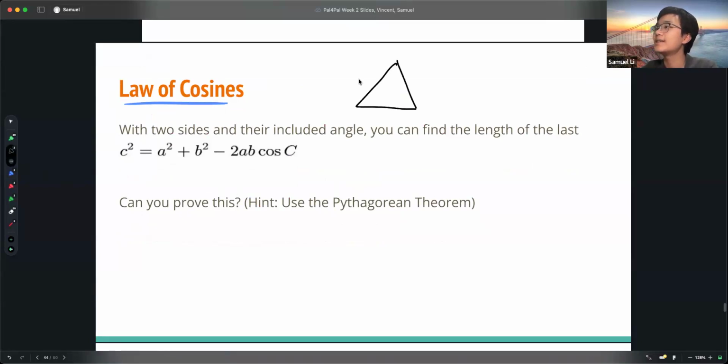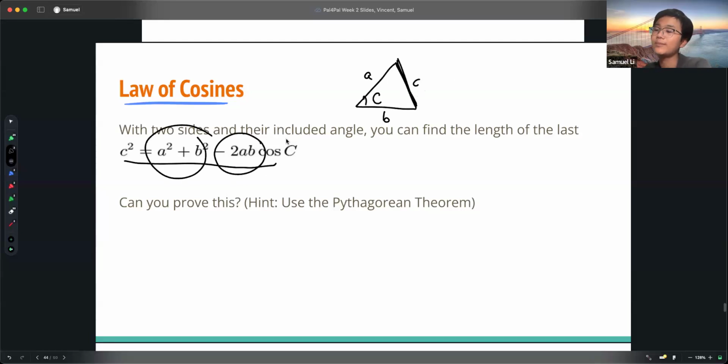So what this theorem is saying is that when we have an A here, you have a B here, and you have this angle C, then we can actually find the length of this opposite side. It turns out to obey something like this. C squared is equal to A squared plus B squared minus 2AB times cosine of C.